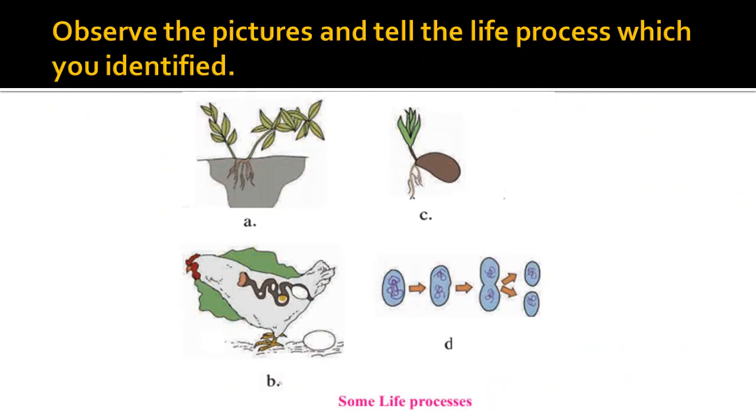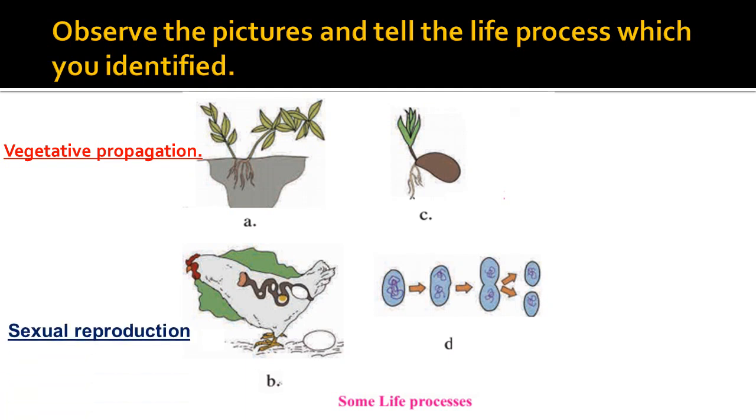Okay, now student, observe the picture and tell the life process which you identify. Here four different life processes are given, so let's see one by one. In part A, this is vegetative propagation. So what is vegetative propagation? It is a type of asexual reproduction.